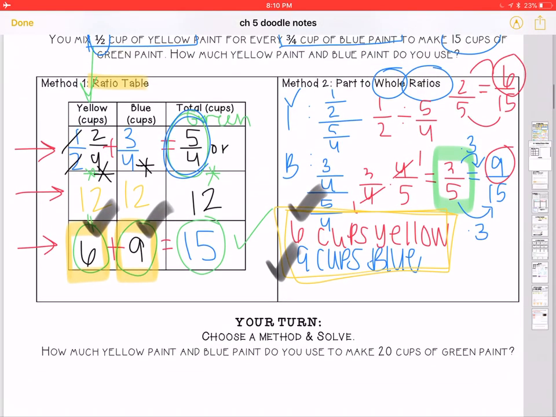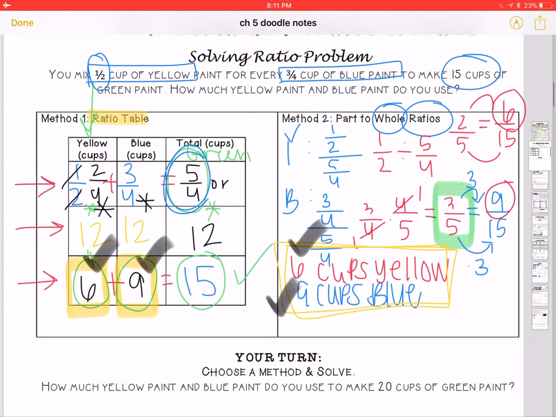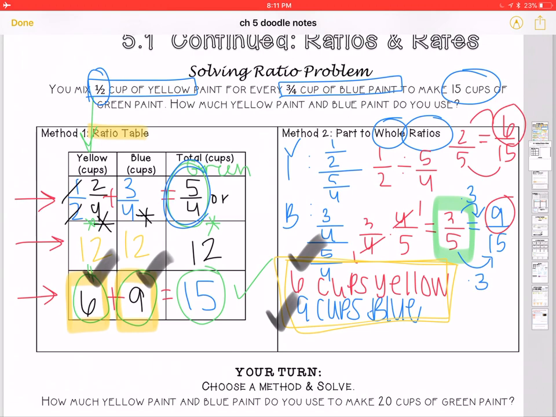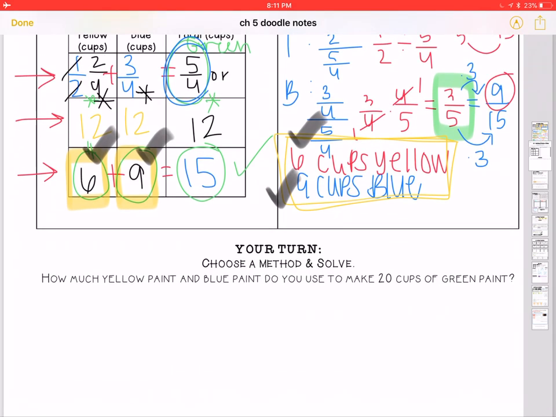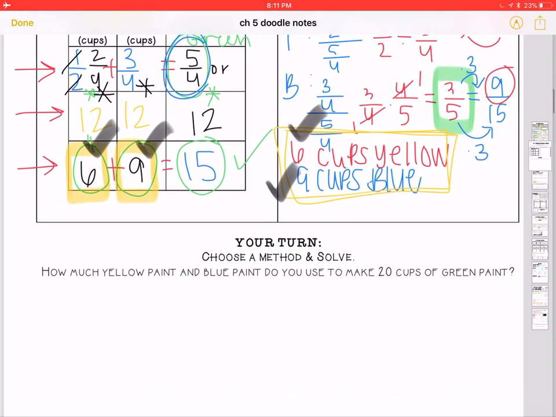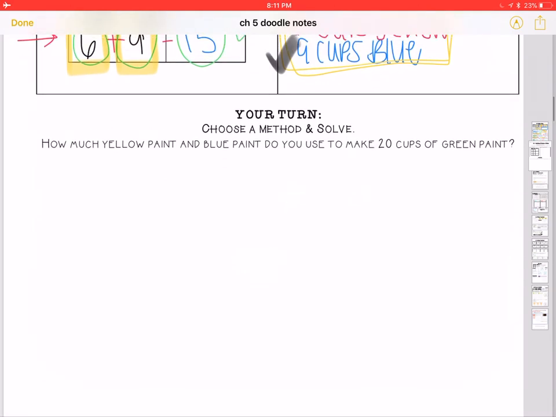So choose a method, either the first or the second, and then try to figure out how much blue and yellow there would need to be if I want to now make 20 cups of green paint. So same mixture, it's 1/2 cup of yellow for every 3/4 cups of blue, but now how much would I need of each to make 20 cups of green paint? So choose whichever method you want. Pause the video and press play when you're ready to check yourself.